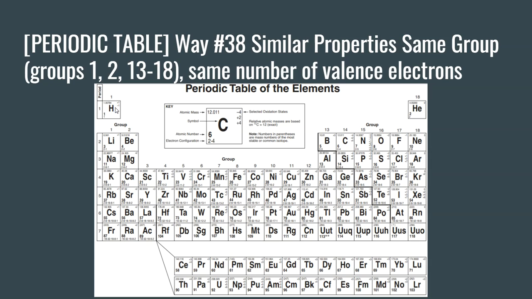Notice everything in group 1 contains its last digit as 1, and everything in group 18 contains its last digit as 8. All these elements are grouped according to the number of valence electrons present in that outer shell, the last digit present in their electron configuration.